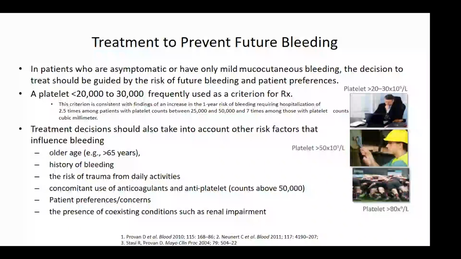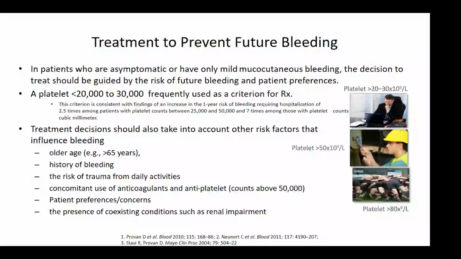And why did they choose this number? Because they found that if the patient's platelet count is below 25, the ITP patient has 7 times more risk of admission from bleeding. While if the platelet count is from 25 to 50, the risk of admission decreases from 7 times to 2.5 times. So they usually choose a platelet count from 20 to 30. But this number is not the only criterion for treatment.